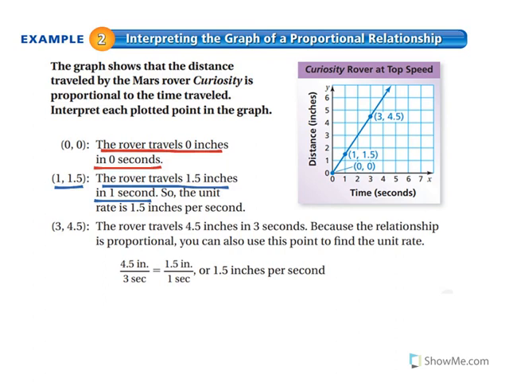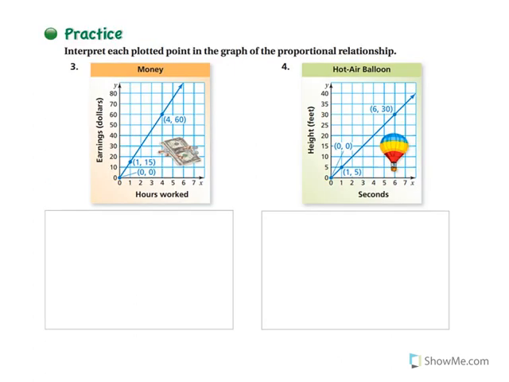The last one you see here, 3, 4.5, yes, as you can guess, the rover travels 4.5 inches in 3 seconds. That is what I want you to identify. So when you're doing these, I want you to identify specifically what each of the points represents. So I'm going to move on to the next part here. You're given 2 more graphs, and I want you to interpret the plotted points of the graph. Okay? Go ahead and begin now.